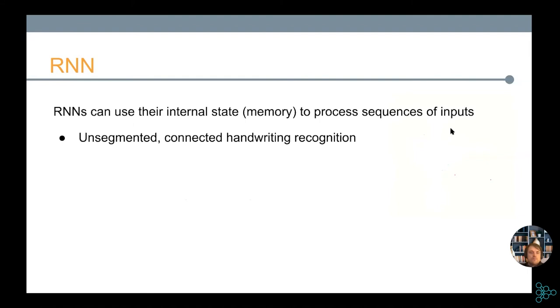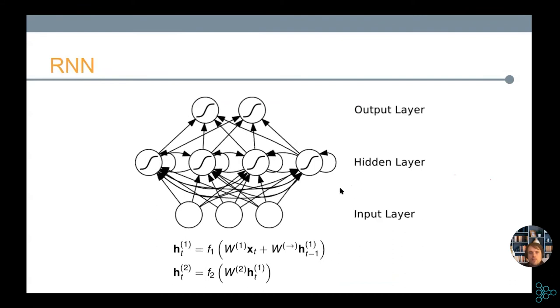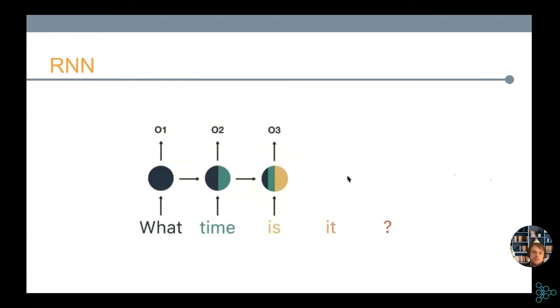Handwriting recognition, speech recognition, and time series are great for recurrent neural networks. Deep Speech is a revolutionizing architecture that was, I think, created by Mozilla or Google, I don't remember, but it was intensively using recurrent neural networks. I'm going to spare you the details, but this is an interesting thing to see.